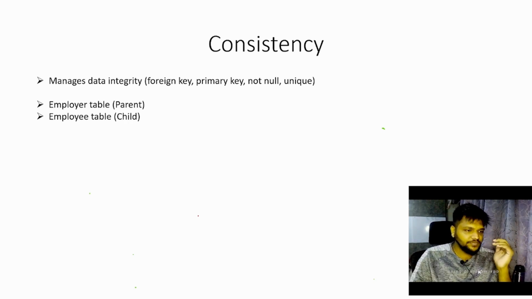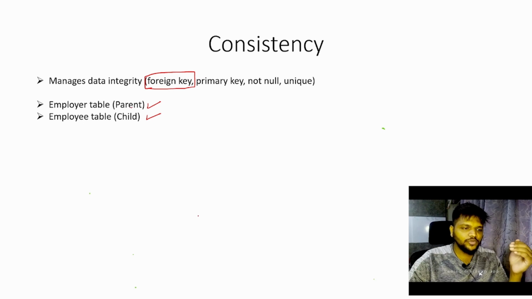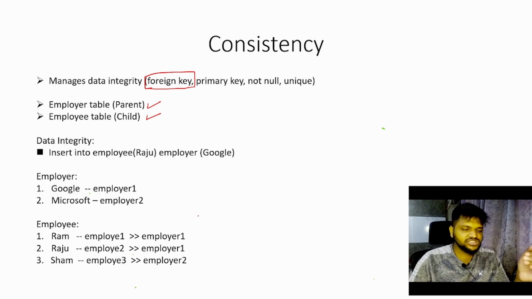Let's take an example. There are two tables, employee table and employer table. Employer table is a parent, employee table is a child. So there is a parent-child relationship. Insert into the employee table, the name is Raju and the employer is Google. So if there is an employee, the employee might be working with some kind of an employer. So this is a parent-child relationship. And again, don't take this SQL instruction to be syntactically correct. The ultimate purpose is to explain what exactly the meaning of data integrity is.